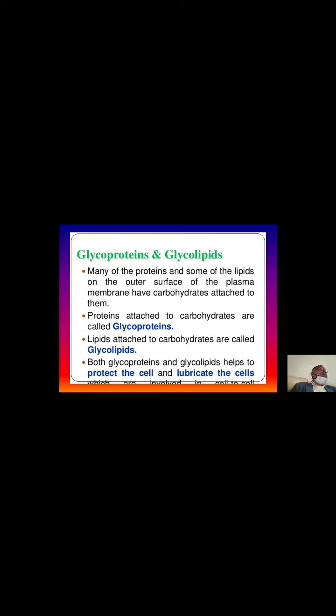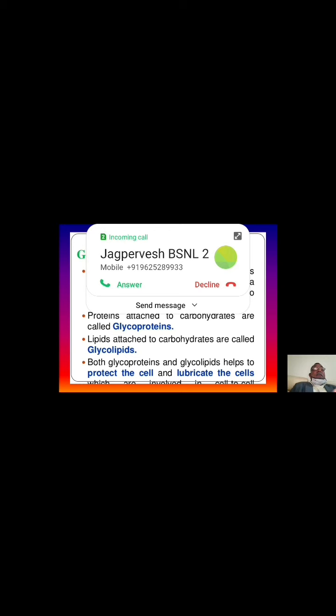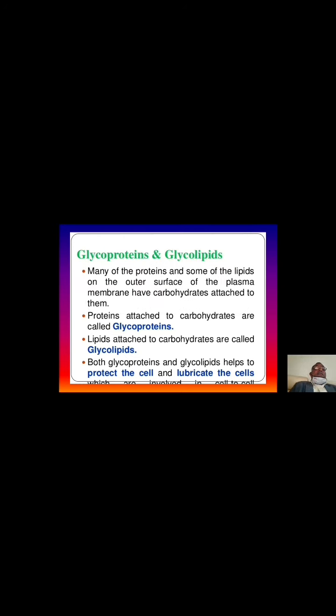There are some other proteins which are attached to carbohydrates, called glycoproteins, and lipids attached to carbohydrates, called glycolipids. Many of the proteins and some of the lipids on the outer surface of the plasma membrane have carbohydrate attached to them. Both glycoproteins and glycolipids help to protect and lubricate the cells, and are involved in cell to cell recognition.